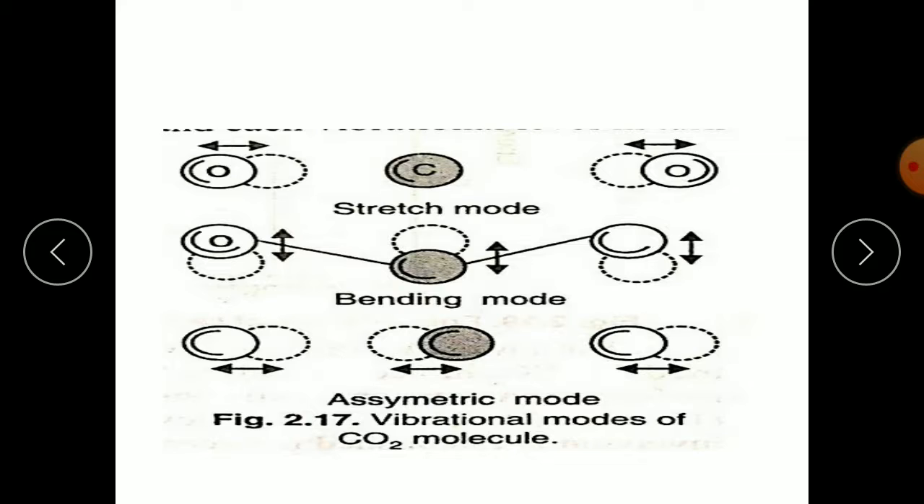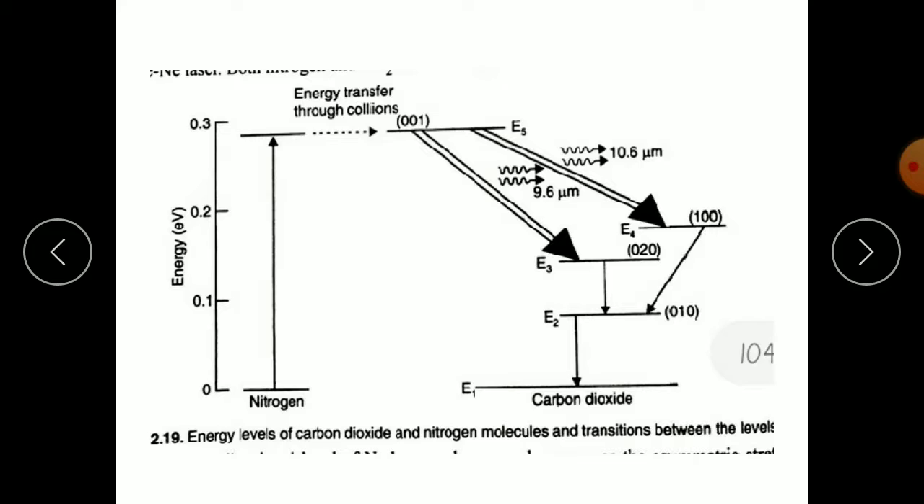Today we are going to discuss the working. So this is the energy level diagram of the carbon dioxide laser. In this diagram you see these are the energy levels of the nitrogen atom. I have already told you that a mixture of nitrogen, carbon dioxide and helium is filled inside that tube. This is the energy level of the nitrogen atom, and similarly this is the energy level diagram of the carbon dioxide molecule.